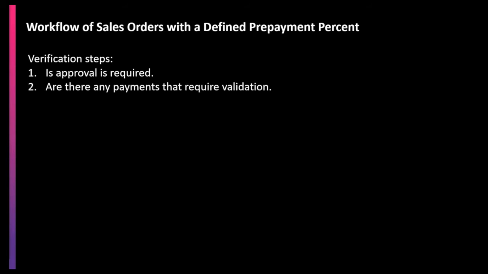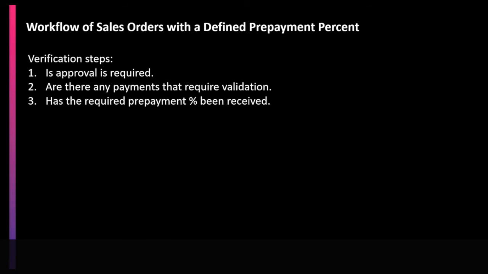Are there any payments applied to the sales order that require validation? If there are, the order is placed on pending processing status until validated. If not, you can skip step 3. Of the payments requiring validation, do they satisfy the defined prepayment percent? If not, the order is assigned awaiting payment status until sufficient payment is received. This takes both the payment amount applied to the sales order and the total payment amount transferred to invoices into account. Does the customer have a credit limit?